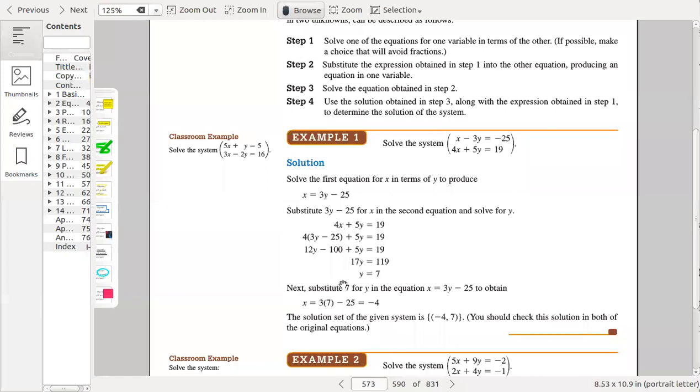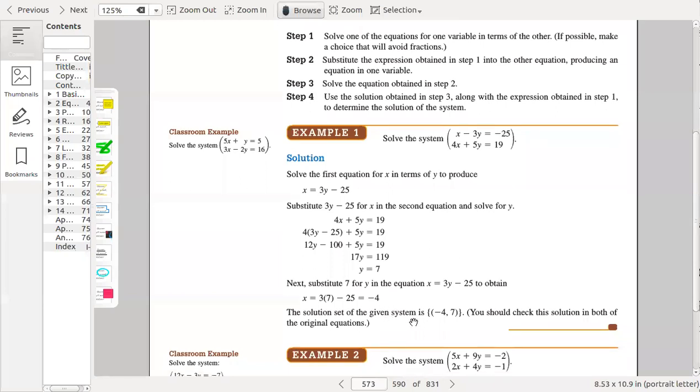So next, substitute 7 for y in the equation. You need to substitute the value of y here. So 7 into 3, 21. 21 minus 25, we will have minus 4. So in this way, we have obtained the common solution for the system of equations. This solution satisfies both equations.